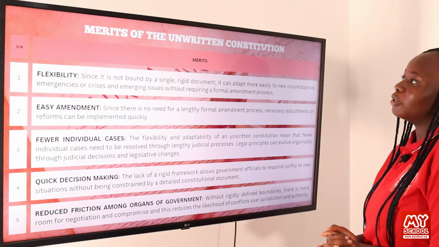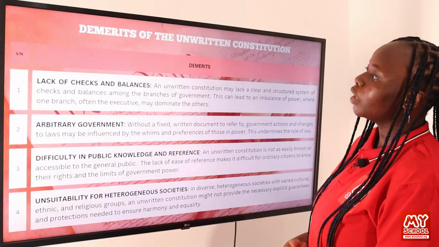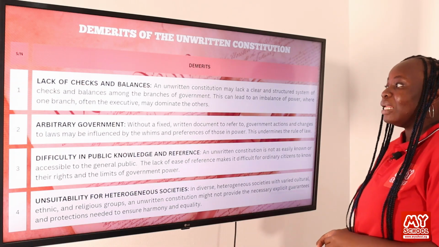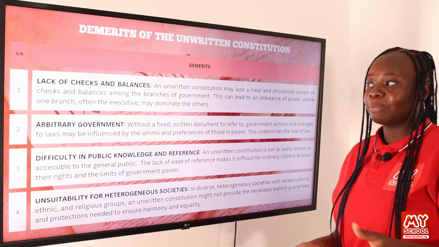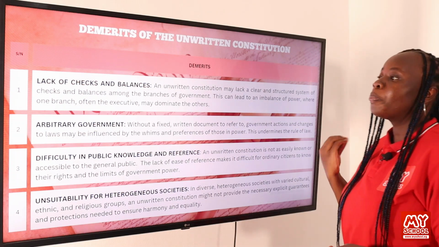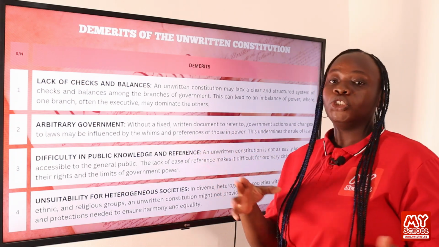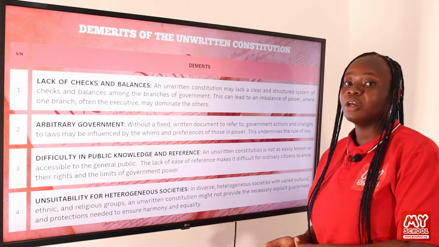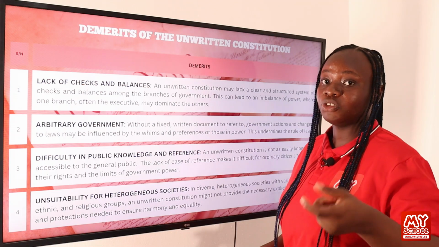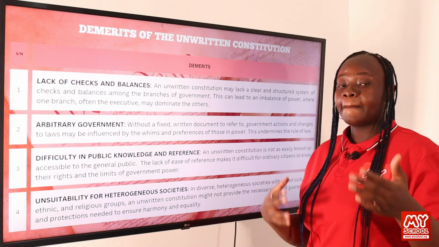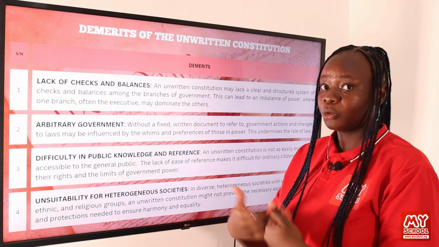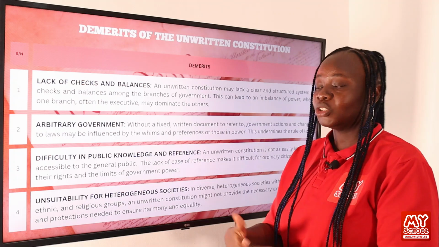Now let's move on to the demerits of the unwritten constitution. One of the demerits is the lack of checks and balances. An unwritten constitution may lack a clear and structured system of checks and balances among the branches of government. This can lead to an imbalance of power, where one branch, often the executive, may dominate the others. This is a recurring problem in most countries that adopt the unwritten constitution. The executive usually has more power than other arms of government because the power is not clearly defined within their constitution, because they have no single document where the laws are written.